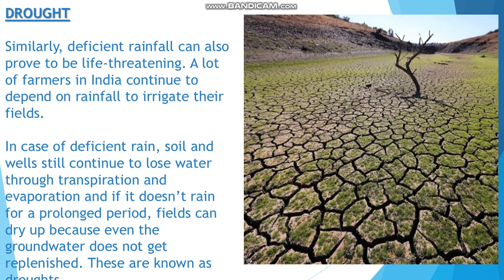So deficient rainfall can also be a reason for drought. In case of deficient rain, soil and wells still continue to lose water to transpiration and evaporation, because even the groundwater does not get replenished. So this we call drought.